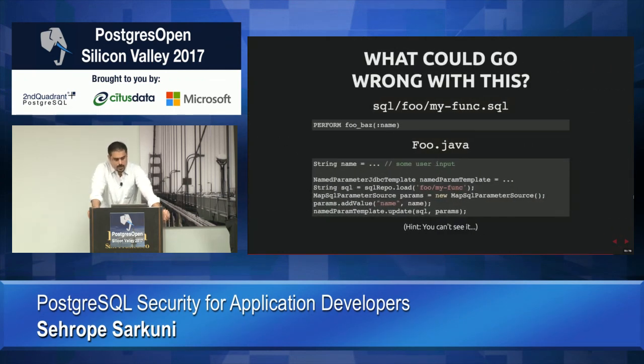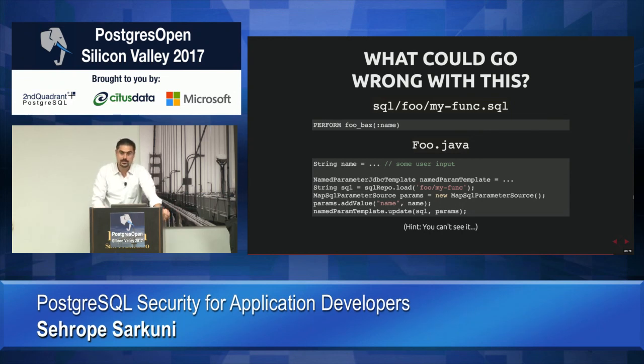So I'm going to give one more quick example over here. If you look at this code right here, I have a SQL file, it's performing a function call, and then I have a name parameter template over here where I'm executing this function. Can anyone point out what could go wrong in this situation? No takers? I mean, the hint on the board kind of gives it away.